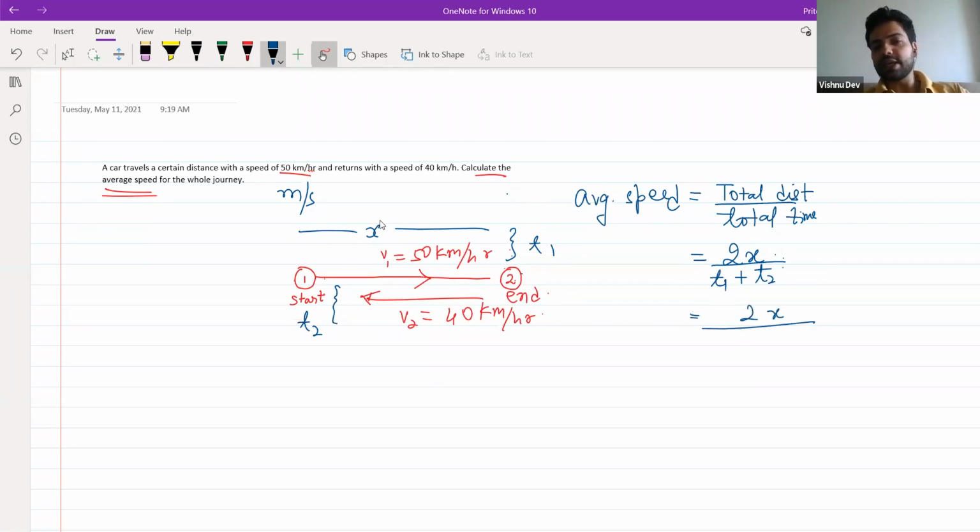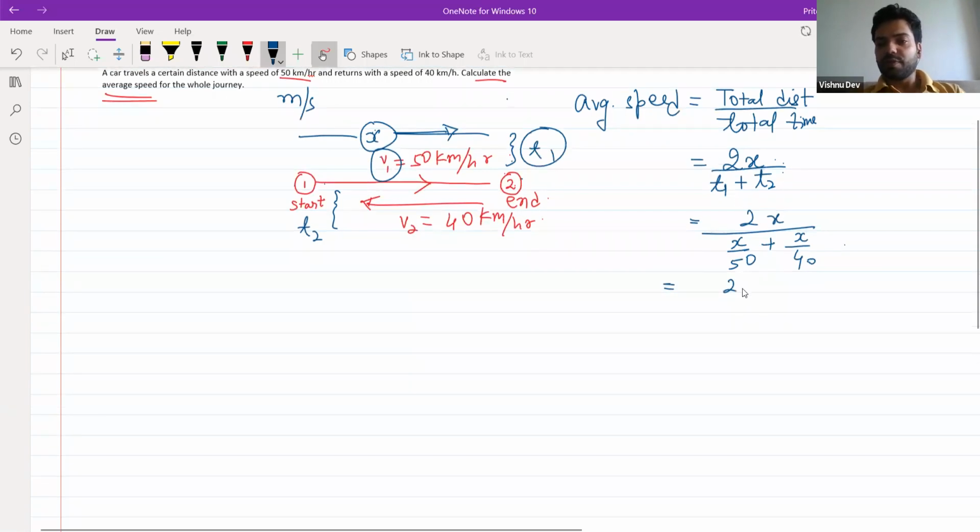Now you can see, if we talk about any journey, we have the information of distance, speed, and time. So let us write time in terms of distance and speed. So it will be x by v1, that is 50, and then x by v2, that is 40. So this is what you all must have got. Let's try to solve this one.